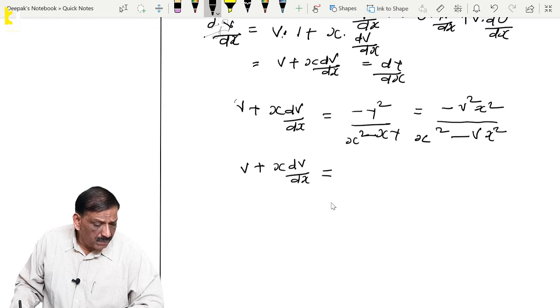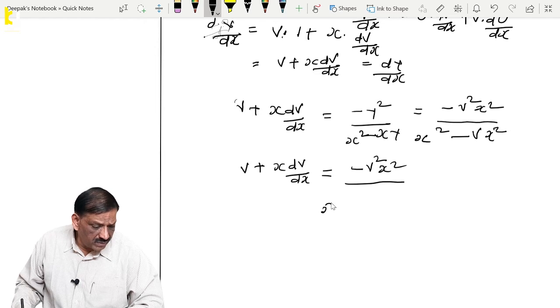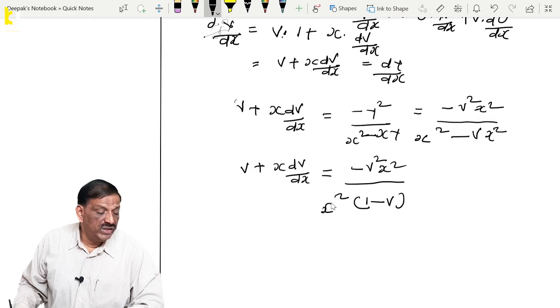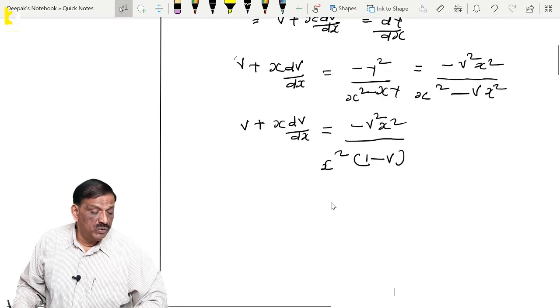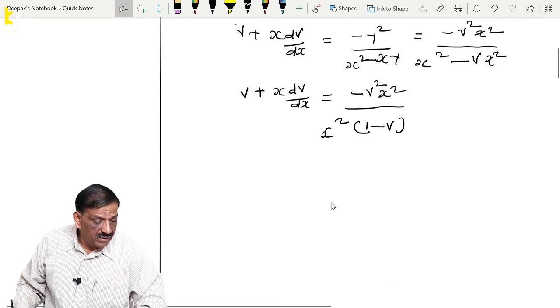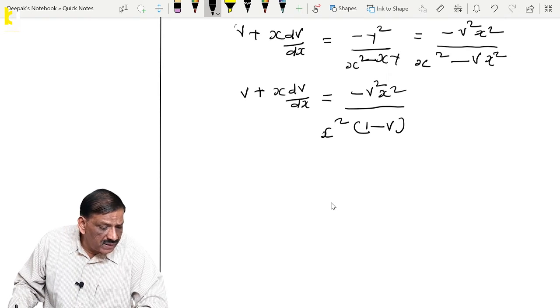is equal to minus v square x square divided by, take x square outside from the denominator, x square into (1 minus v). Clear? So v plus x dv by dx equal to minus v square x square divided by x square into (1 minus v). Then we can cancel that x square.